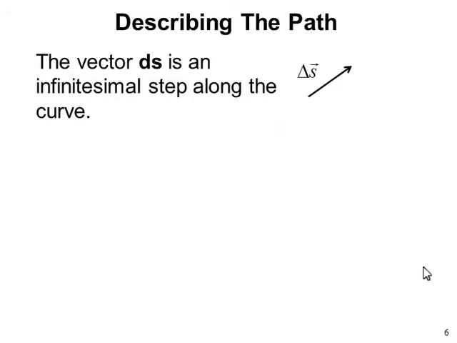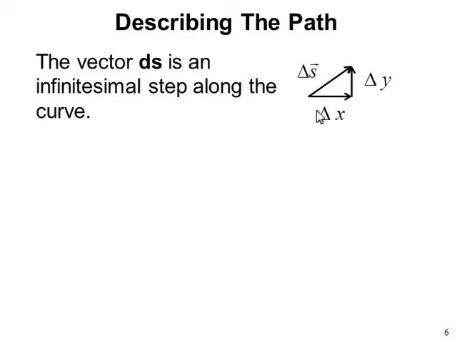Okay, we have the field. Now we want to describe the path. The vector ds is an infinitesimal step in a particular direction. I've written it as a delta s here because it's finite. We would take the limit of delta s being very small in order to do the integral.